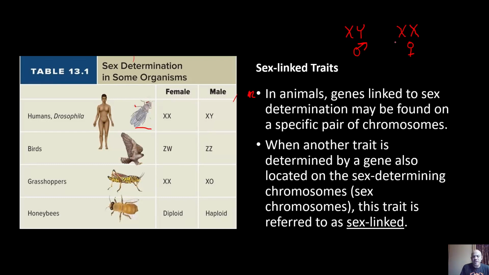Now, if another trait occurs on any of these chromosomes, then that trait is also linked to the sex of the individual. For example, if there is a gene locus on the X, then we have a sex linkage to the X chromosome. We would refer to it as X-linked. So that would be our definition for sex linkage: when a trait is determined by a gene that is also located on a sex-determining chromosome, then this trait is referred to as sex-linked. Other animals have different systems for determining sex.